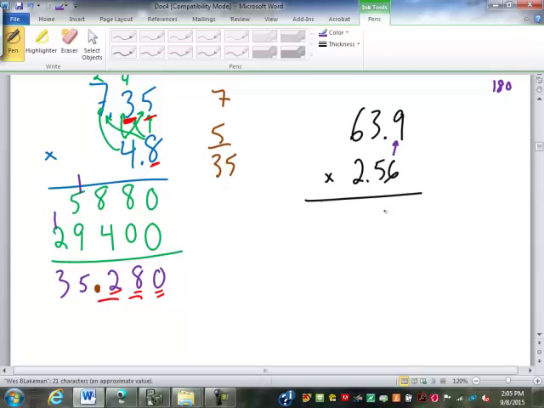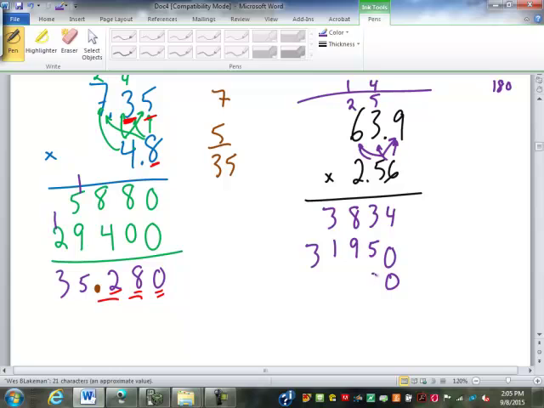6 times 9. So 4 carry the 5. 6 times 3. 18 plus 5 is 23. So 3 carry the 2. 6 times 6. 36 plus 2 is 38. So carry the 3. Bring down a 0. 5 times 9. So 5 carry the 4. 5 times 3. 15 plus 4 is 19. Carry the 1. 5 times 6, 31. Now before we go to the 2, we have to do 2 zeros because it's 2 spots over.